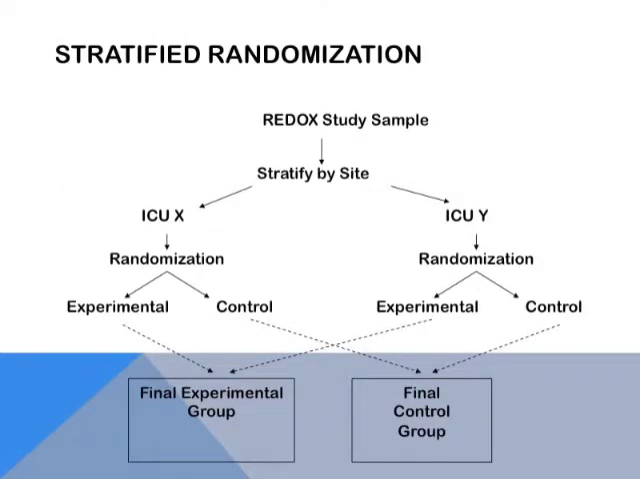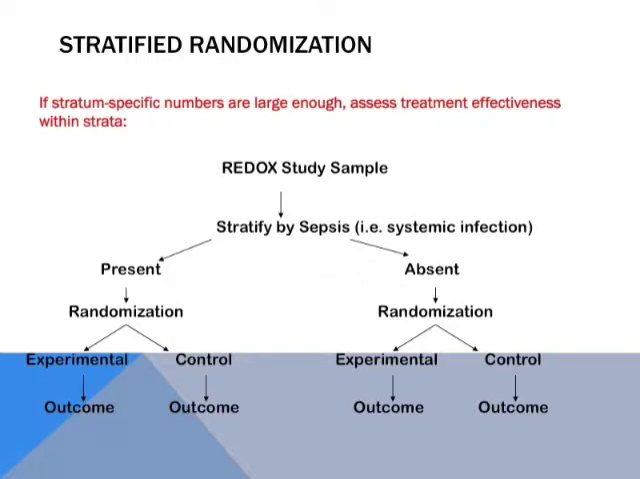In the redox trial, stratified randomization was employed, whereby patients are categorized into strata based on specific variables, in this case, ICU site and presence of sepsis, and random allocation is performed within the strata. Stratification increases the probability that experimental and control groups are similar with regard to important confounding factors, and can also be used to detect effect modification in a study by assessing treatment effectiveness within strata, such as evaluating if the association is different in patients with and without sepsis. This is dependent on the sample size and that it's large enough within each strata.